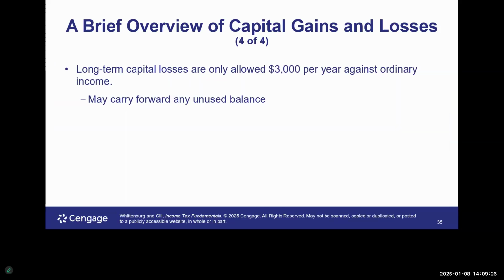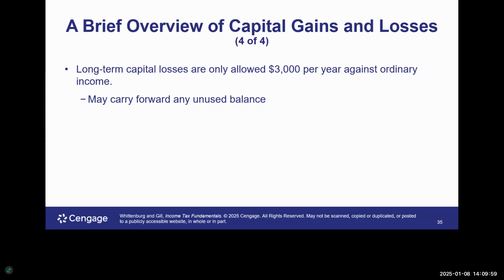Next, finishing up with the brief overview of capital gains and losses. Long-term capital losses are only allowed $3,000 per year against ordinary income, and you can carry forward any unused balance. A key thing to keep in mind is there is a difference between ordinary income and losses and capital gains and losses. Capital gains, if long-term, are treated favorably. Ordinary gains are subject to ordinary tax rates. Capital losses are limited to $3,000 per year.